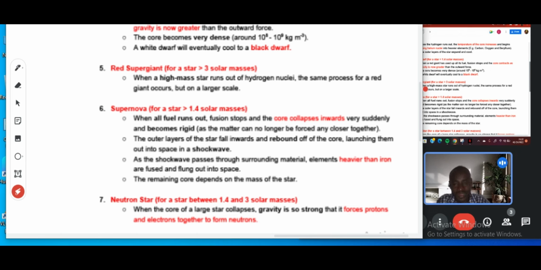I need you to read this. Read the second bullet point.